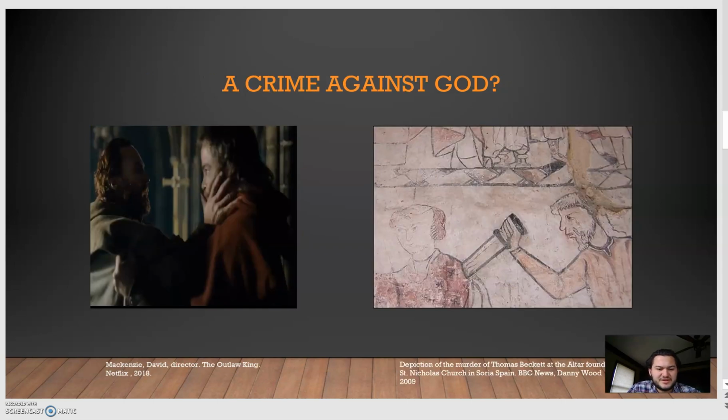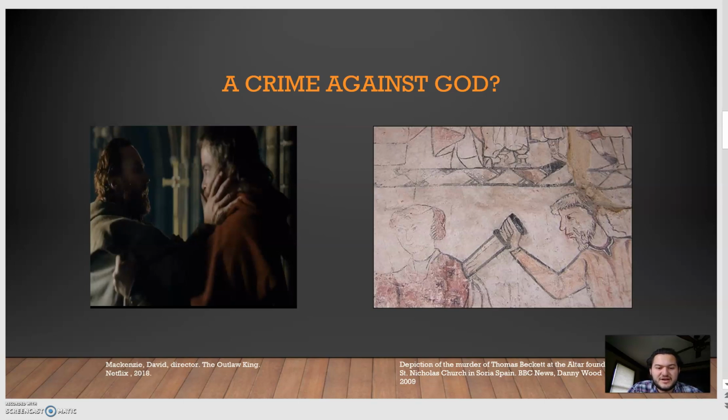The next image that the director uses that really furthers the agenda to show Robert the Bruce as the good guy in this movie is the crime against God. Robert the Bruce is meeting with John Comyn here in this scene to try and get him to unite forces and revolt against the Scottish king.